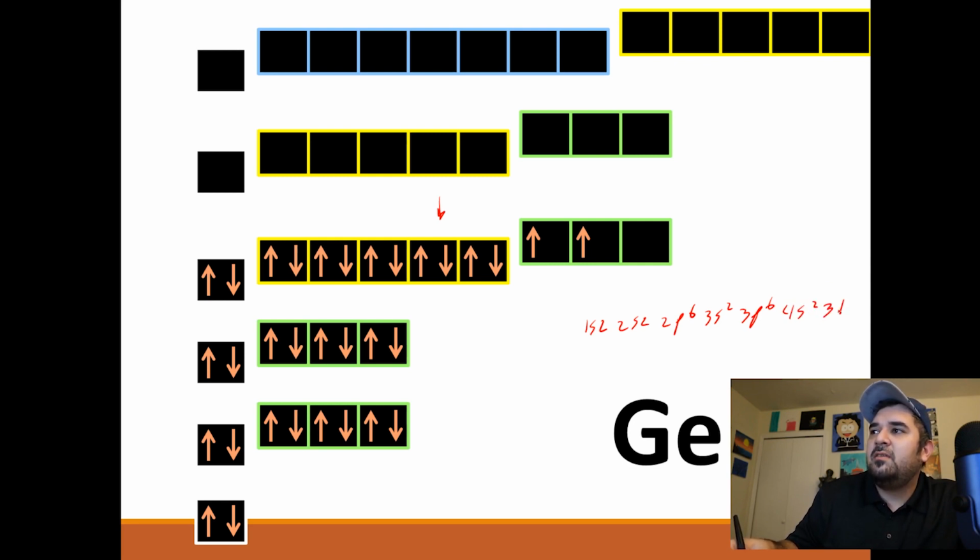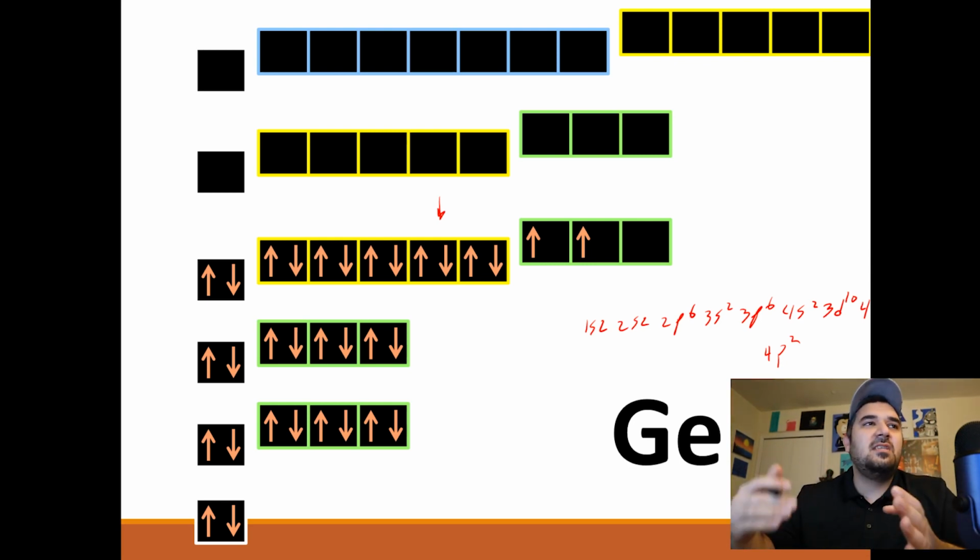So 3d10, and then 4p2. So to find out which element it is, you're basically just going to count them up.